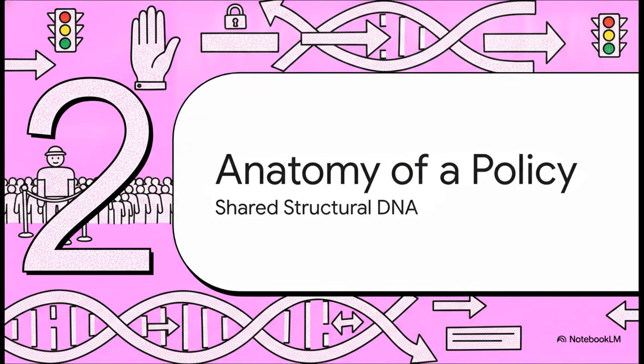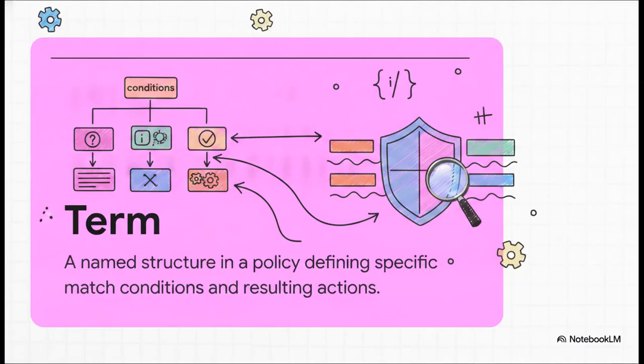Moving right along to Section 2, Anatomy of a Policy, the shared structural DNA. So even though they do different jobs, everything in the Junos policy architecture boils down to what we call a term. A term is simply a named structure within a policy where you define specific conditions to look for and the resulting actions to take if those conditions are met. It is basically the fundamental building block of logic in this ecosystem.